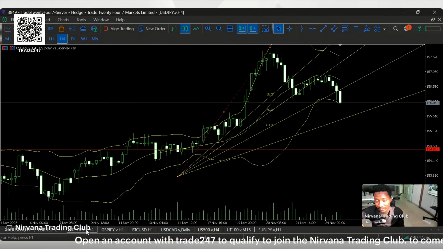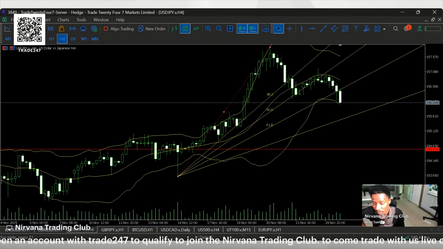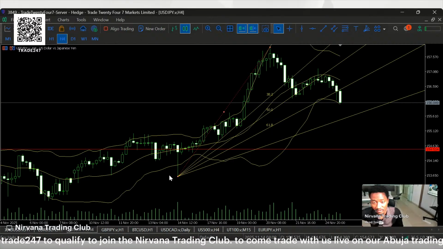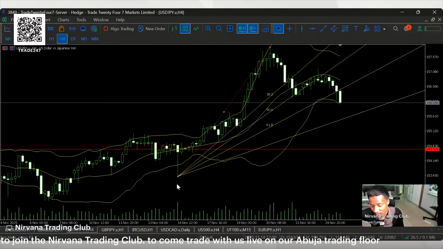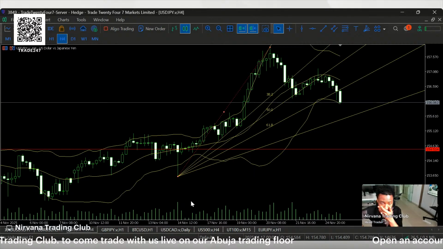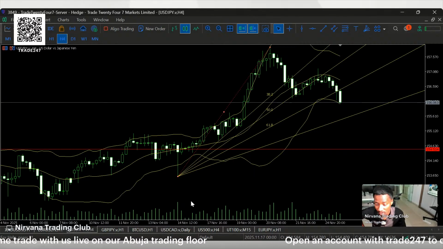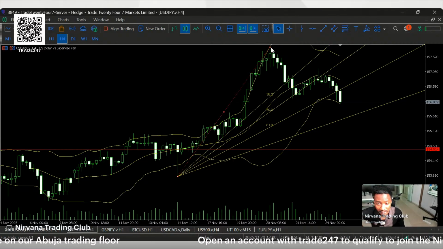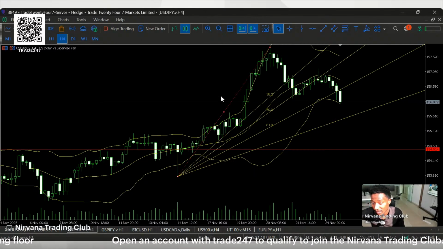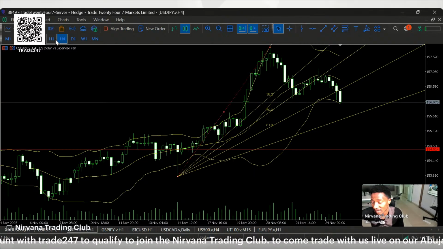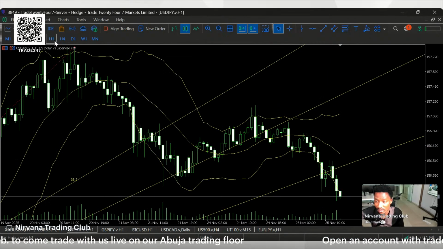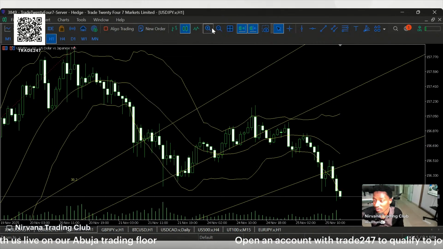USD JPY, here we have it. As you can see, this is the 4-hour time frame. It's been on a bullish surge from last week. This was the low, and this is the high of this week. Right now it seems like we have a retracement into the fib level, coinciding with the Bollinger circle of completion. So let's look at the 1 hour.